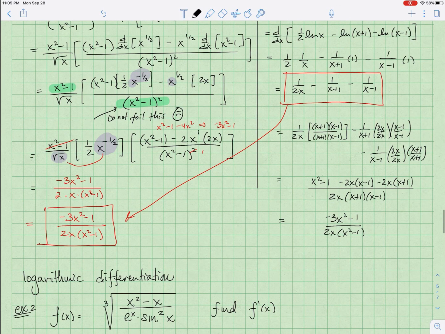Now, none of that was strictly necessary. I would have stopped here. I just wanted to show you that this is the same result.